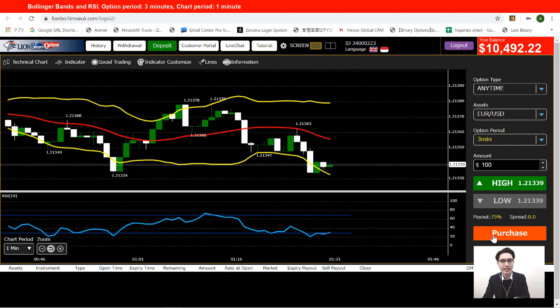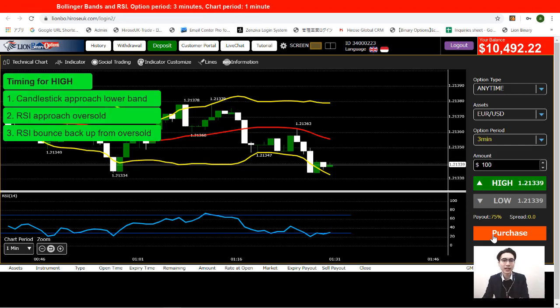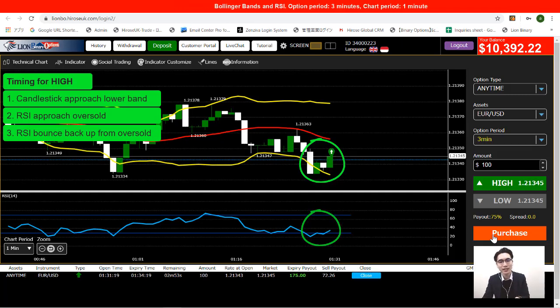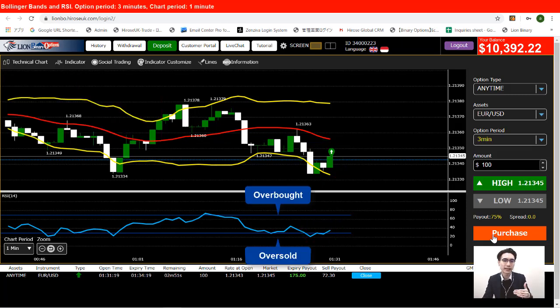Okay, so here is another range market. So now the candlestick already touched the lower band, and then the RSI is actually going back up above the oversold level. That's why I opened this trade here. So again, the overbought is the blue line on top, and the oversold is the blue line at the bottom.